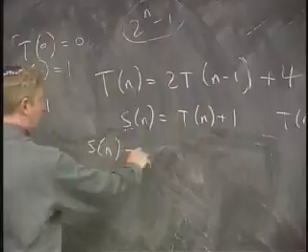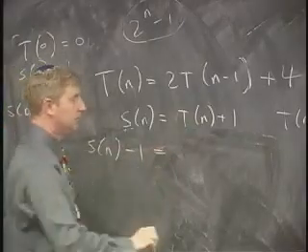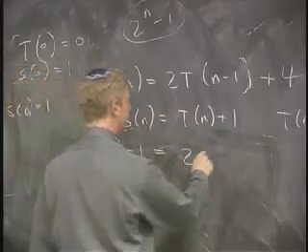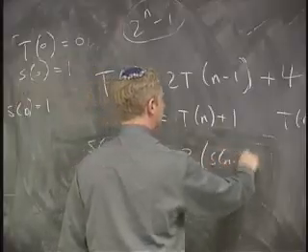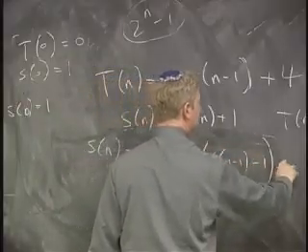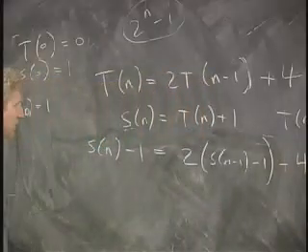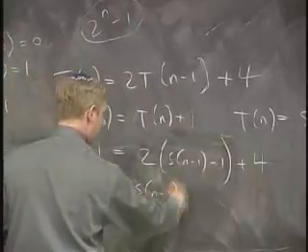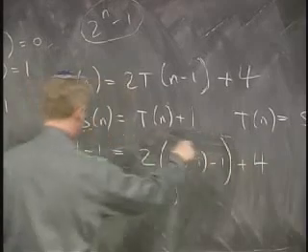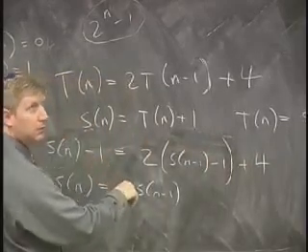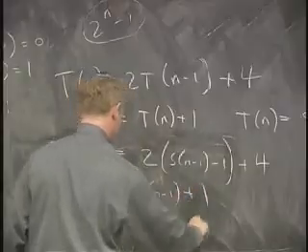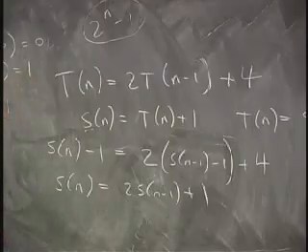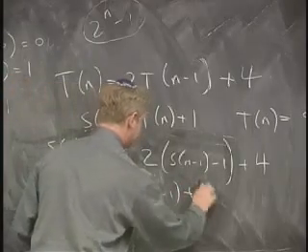You get S of n minus 1 equals, you tell me, Joe, you thought of it. You're stuck now. 2 times S of n minus 1 minus 1 plus 4. Right. So now let's try to solve for S of n. S of n equals 2 S of n minus 1 minus 2 plus 4 plus 1. Is that it? Minus 2 plus 4 plus 1. 3.